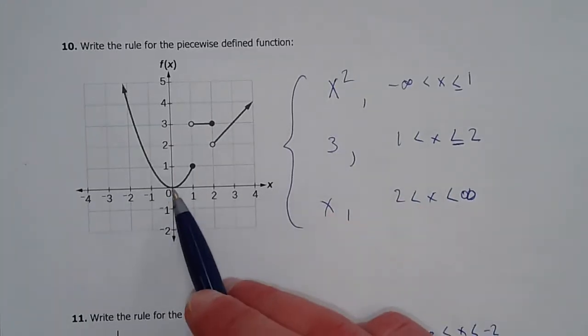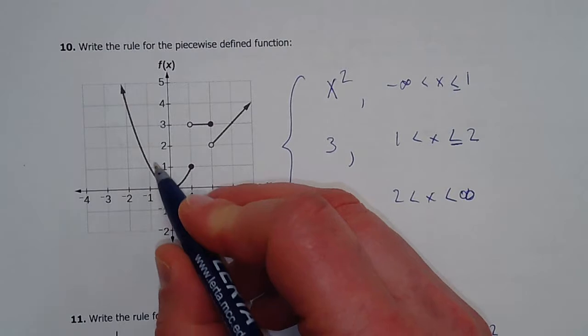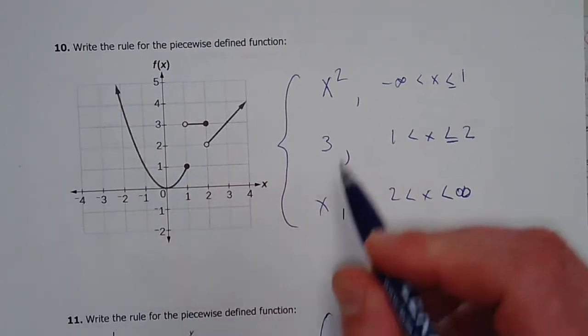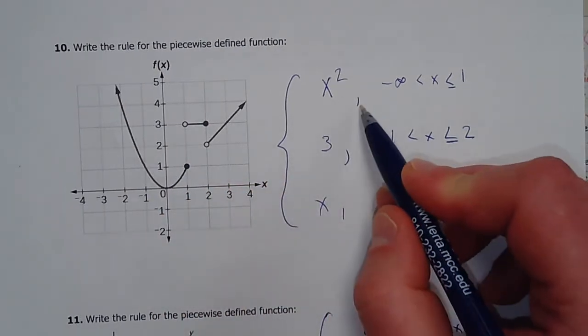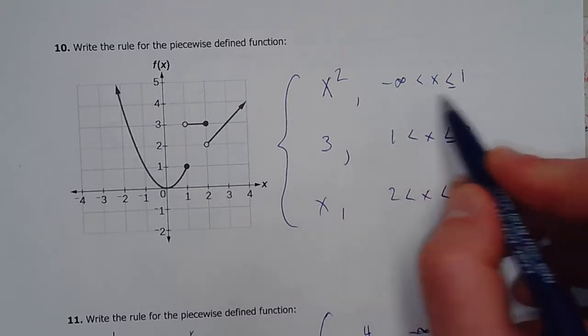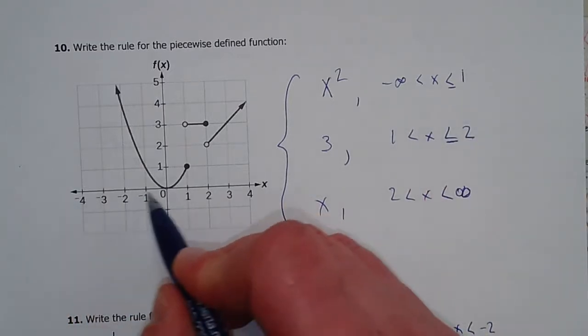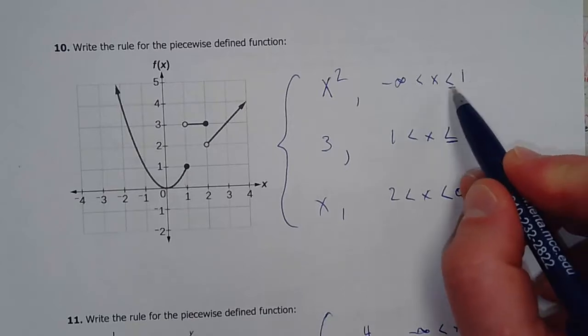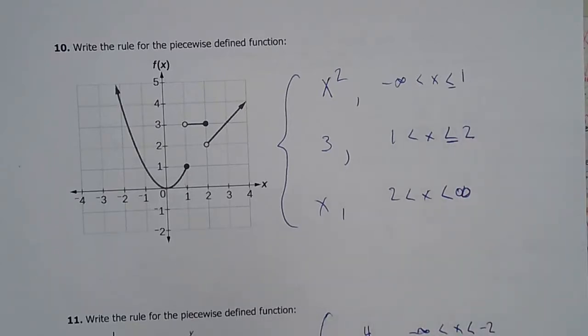So this one is just plain old x squared. You can see the vertex is at 0, 0. It's going up 1 and over 1, in these directions. So it's just plain old x squared. And then you just put a comma, and then you say, what domain does it exist? And so this exists from negative infinity, and it stops at 1. And it does include 1, so we have it equal to.